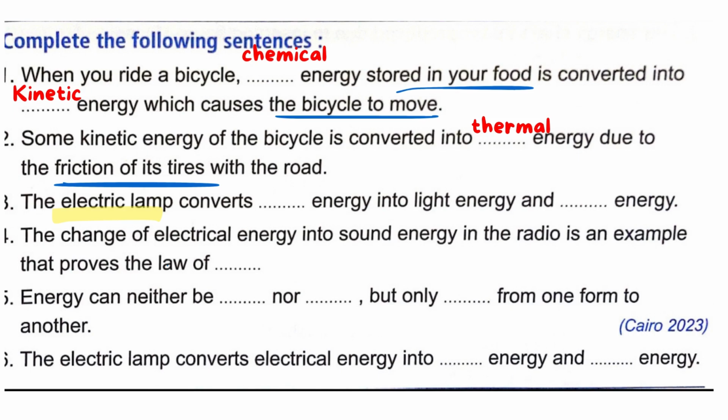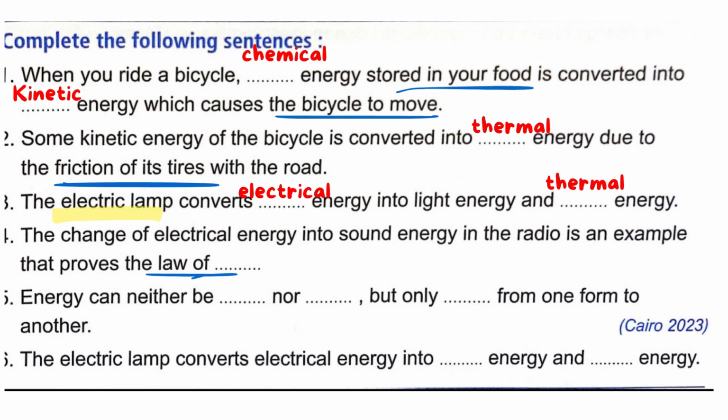The electric lamp, here we are talking about the lamp, converts what energy into light energy and another form of energy. So the electric lamp converts, it's very easy, the electrical energy into light energy and thermal energy. So the answer here: the electric lamp converts the electrical energy into light energy and thermal energy.